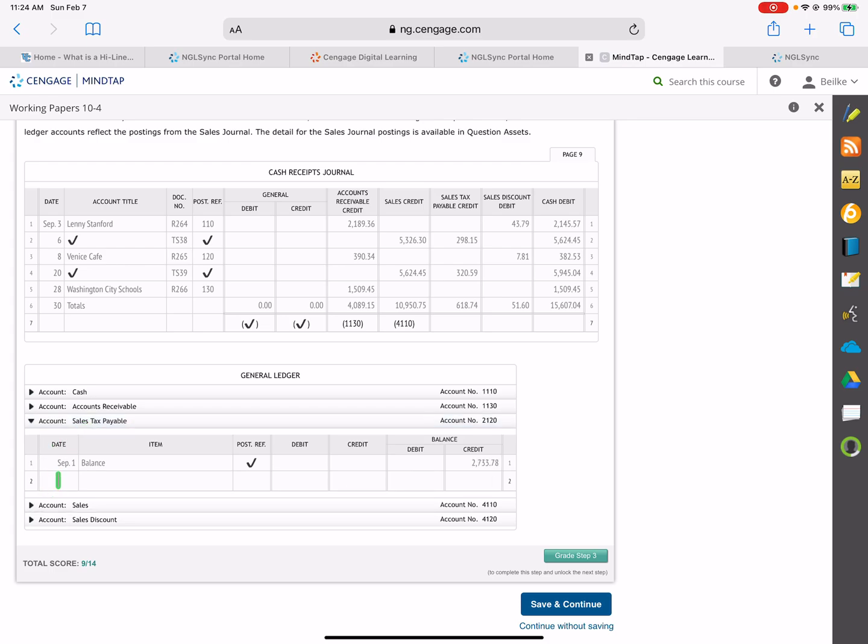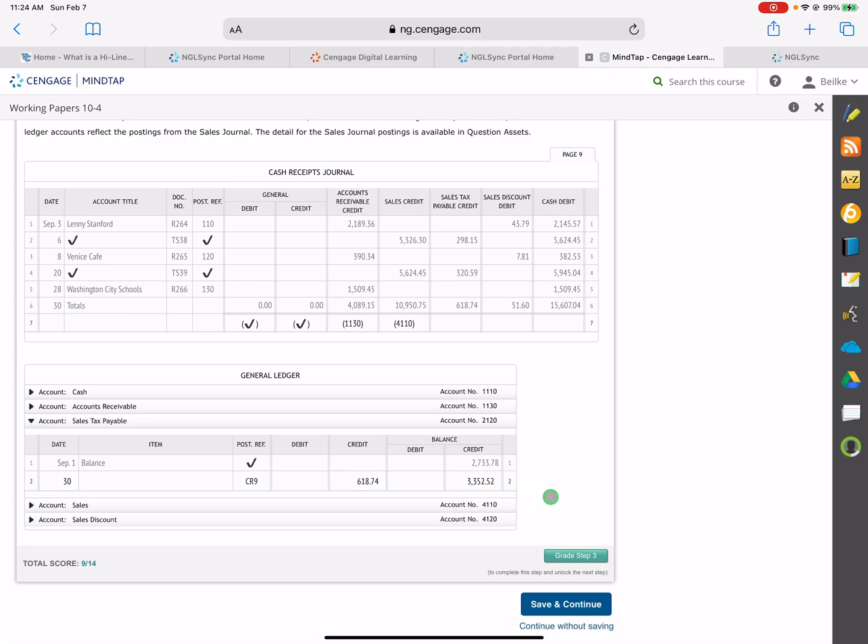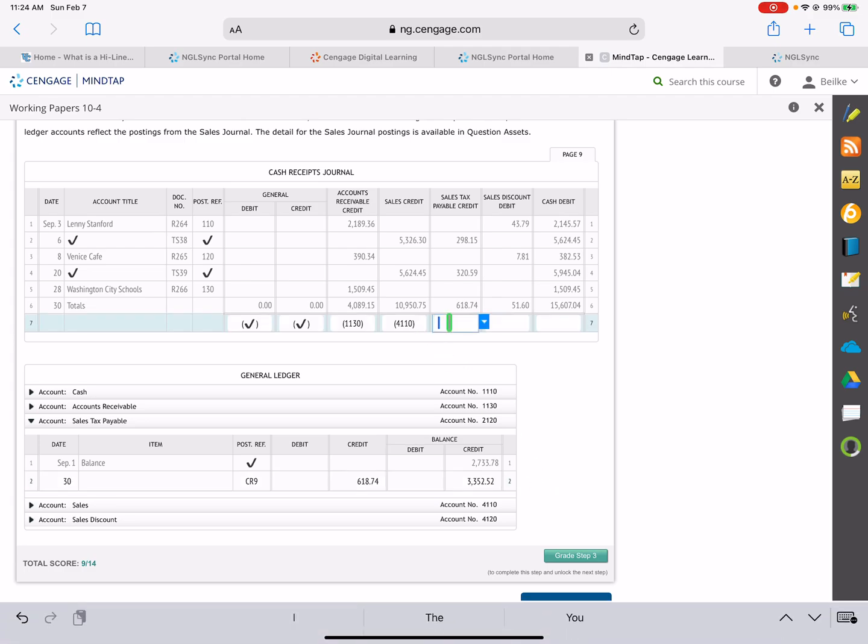The date is the 30th. CR9, sales tax payable credit. Okay, so we're going to put $618.74. We already have a credit balance, so we are going to add those two together and come up with $3,352.52. And we will put number 2120.